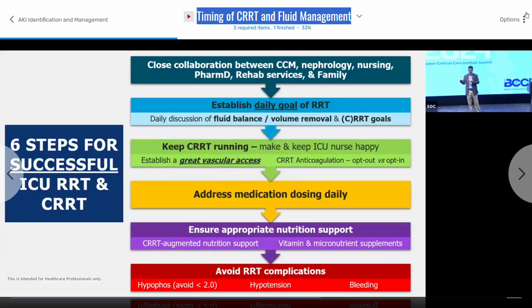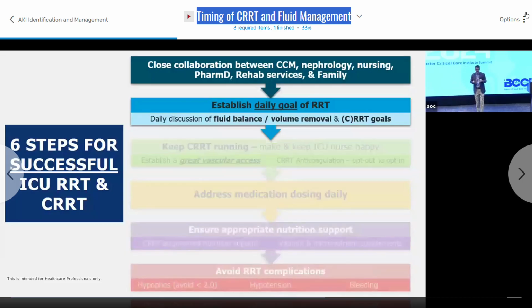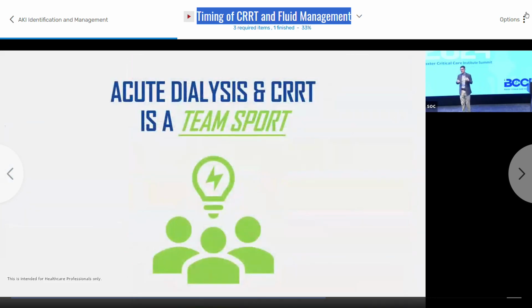Does that make sense? We should not be naive enough to think that these machines are benign. Just like ventilators, they can introduce a lot of harms to our patients, and that's what our last three things are, is trying to minimize the harm associated with these patients. So we need to maximize the benefit and minimize the harm, okay? So let's go through a couple of these very quickly. Dialysis is a team sport. We got to work together. No one works in isolation on this, okay?